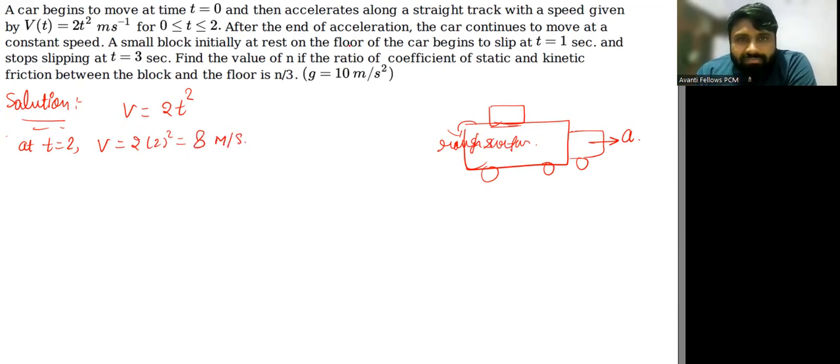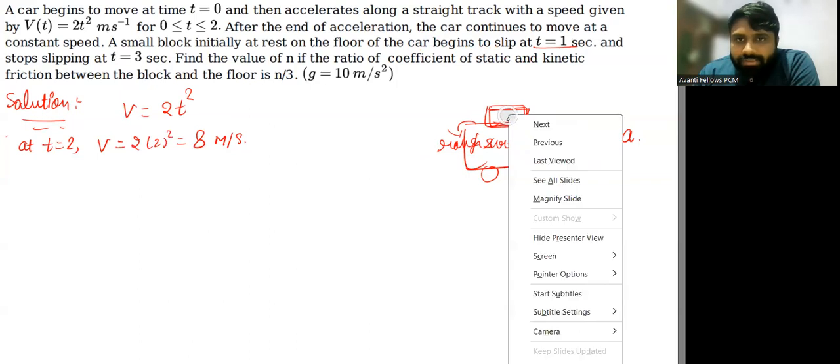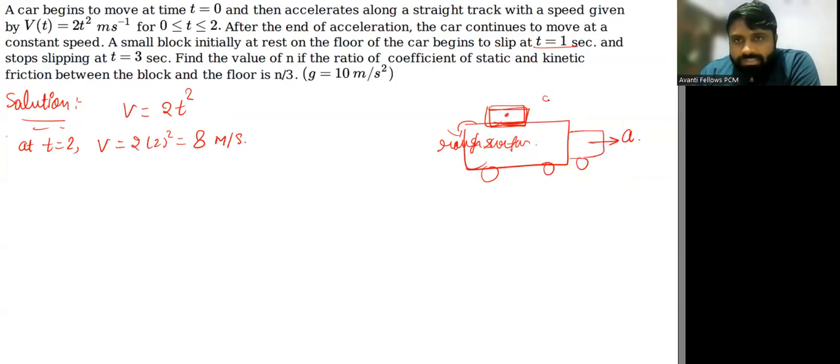Okay. After the end of acceleration, the car continues to move at constant speed. A small block initially at rest on the floor of the car begins to slip at t equals 1 second. Now, if this block starts slipping at 1 second, what is happening before? Before, it is not slipping, because if you are sitting on this floor, this is a question of non-inertial frame of reference. So there is a friction because there will be a pseudo force on this body, which is mass of this block into acceleration of the vehicle.